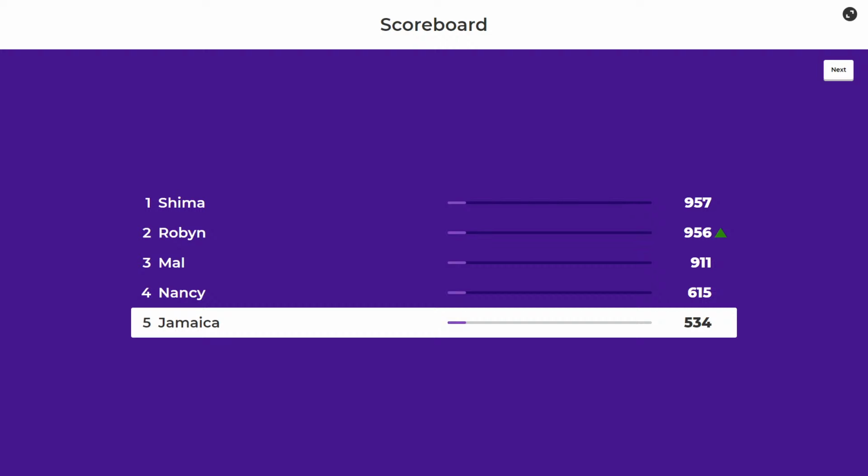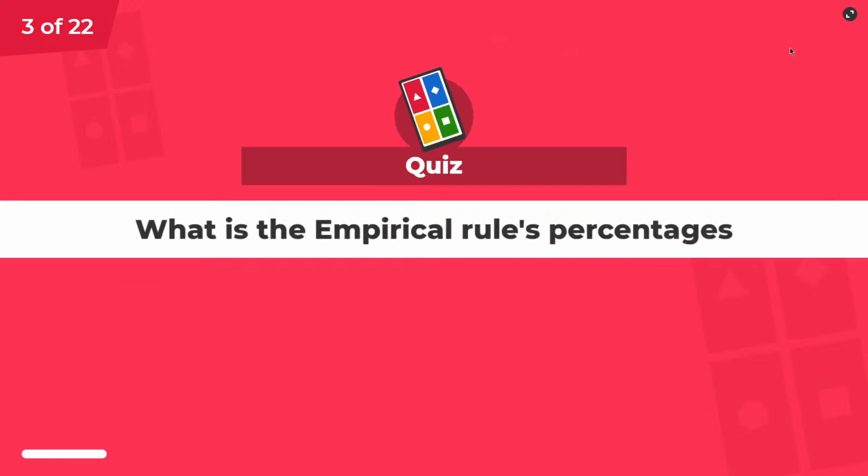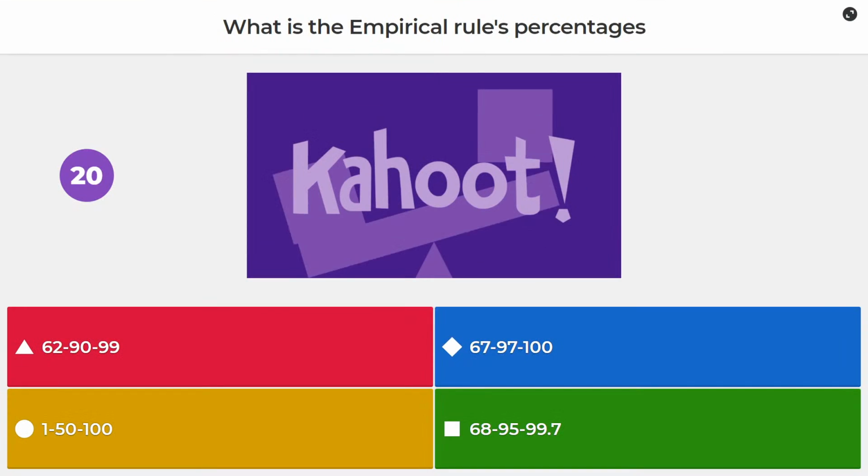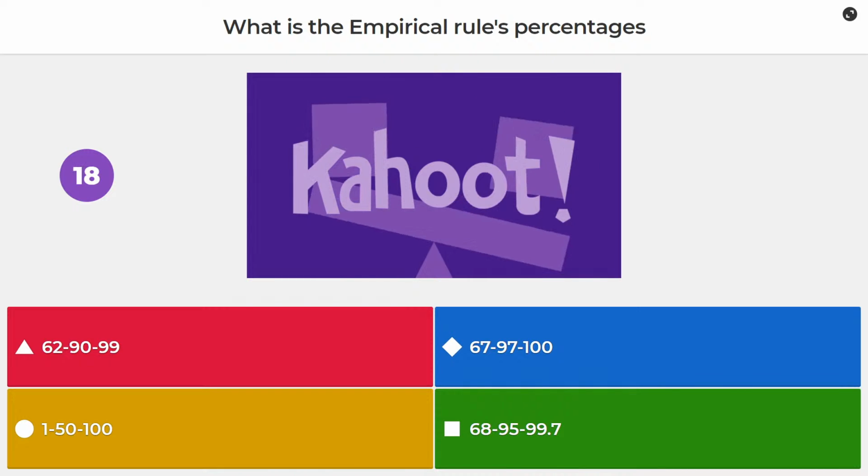Alright, so what are the empirical rule's percentages? This is something that you just need to know and memorize for the AP Stats test. It helps a lot at the end of unit 1 and some of unit 2.